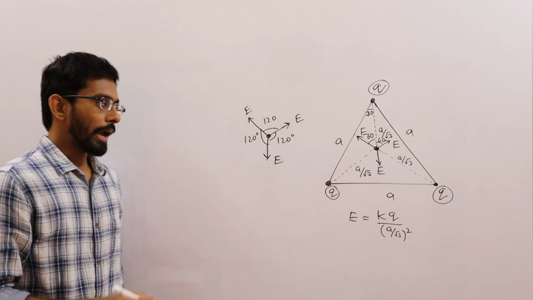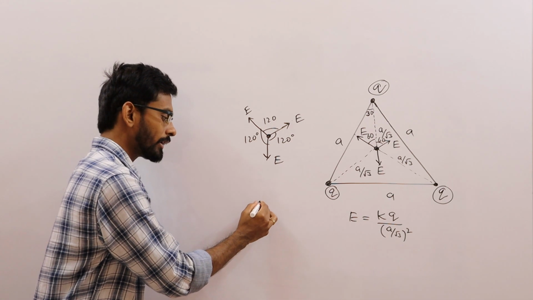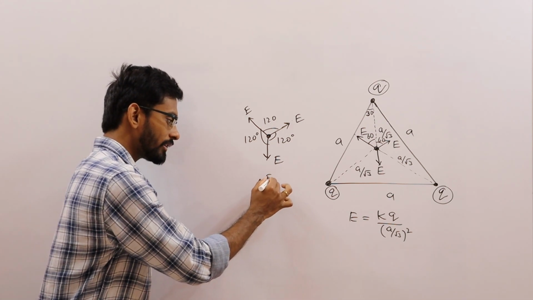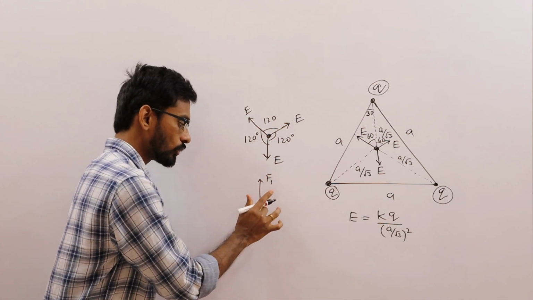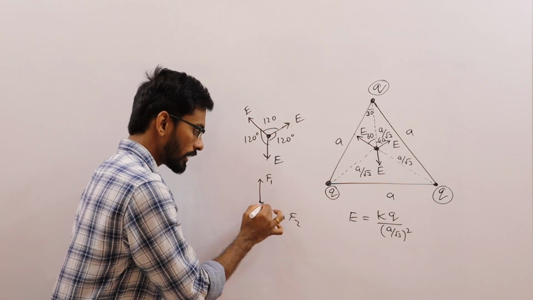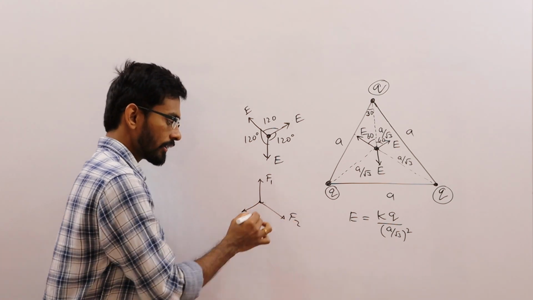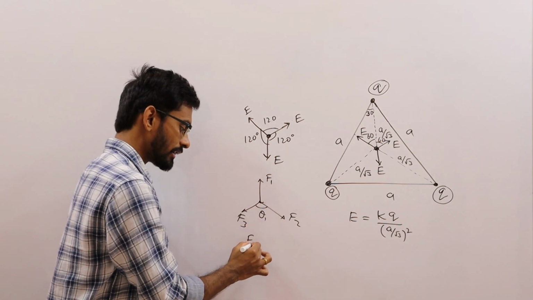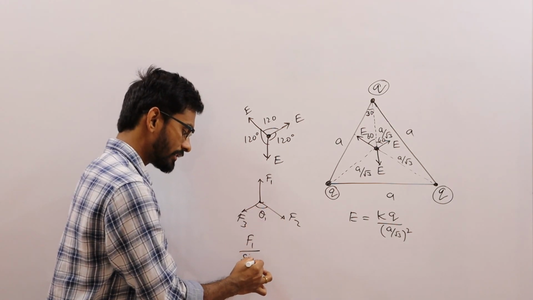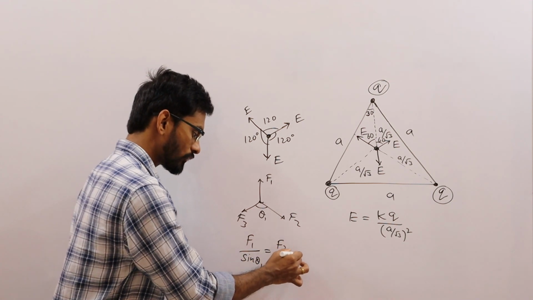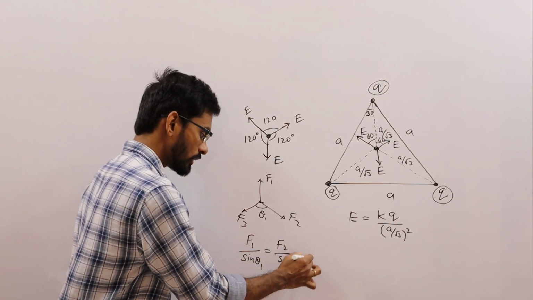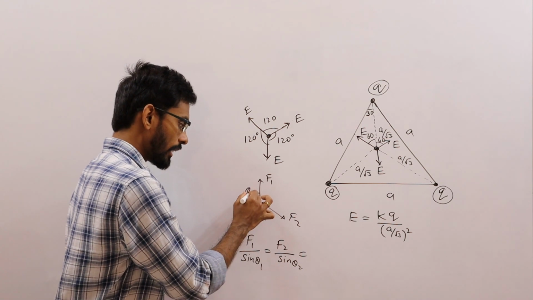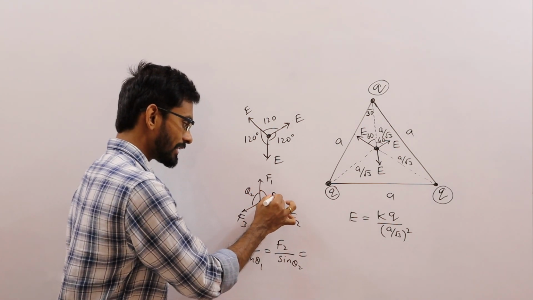Now we know, according to Lami's theorem, when we have forces F1, F2 and F3, then F1 by sine theta 1 is equal to F2 by sine theta 2 is equal to F3 by sine theta 3.